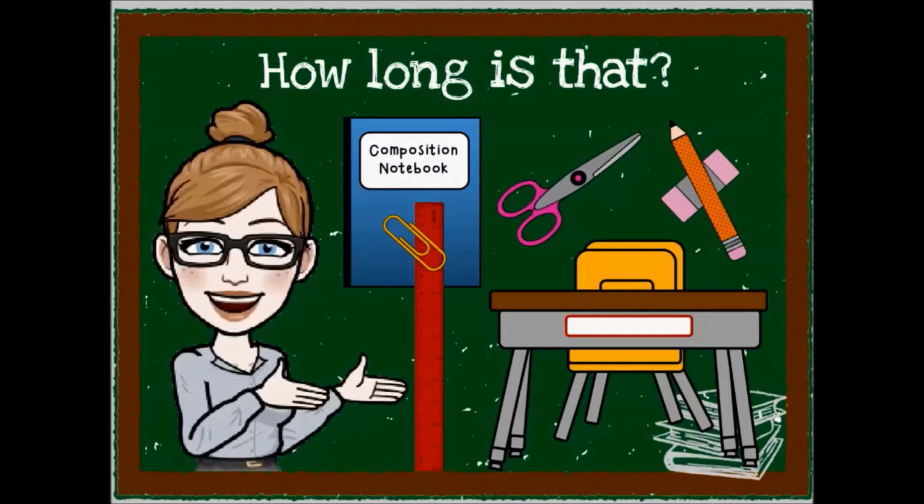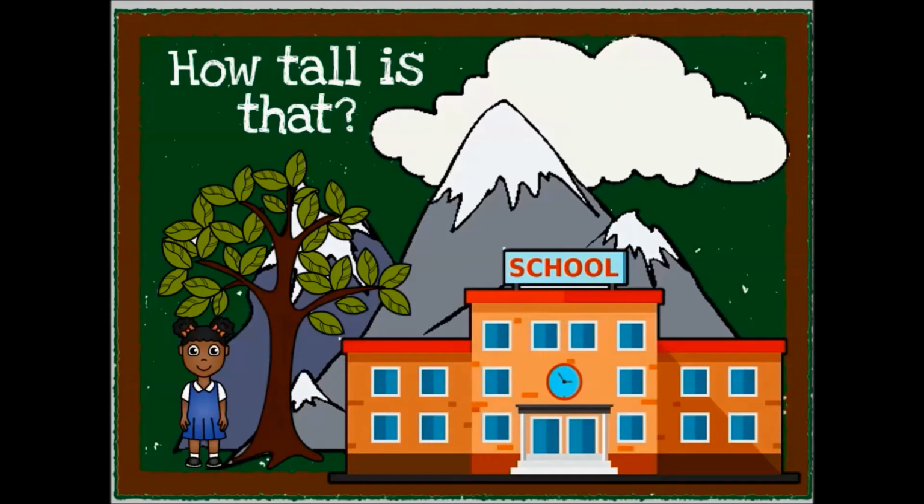You usually ask how long something is when it is something that is flat, like the surface of your desk or your ruler or your stationery, for example. When you ask how tall something is, you want to know how far it stretches into the sky, like how tall a building is or a mountain. You might even want to know how tall you are.